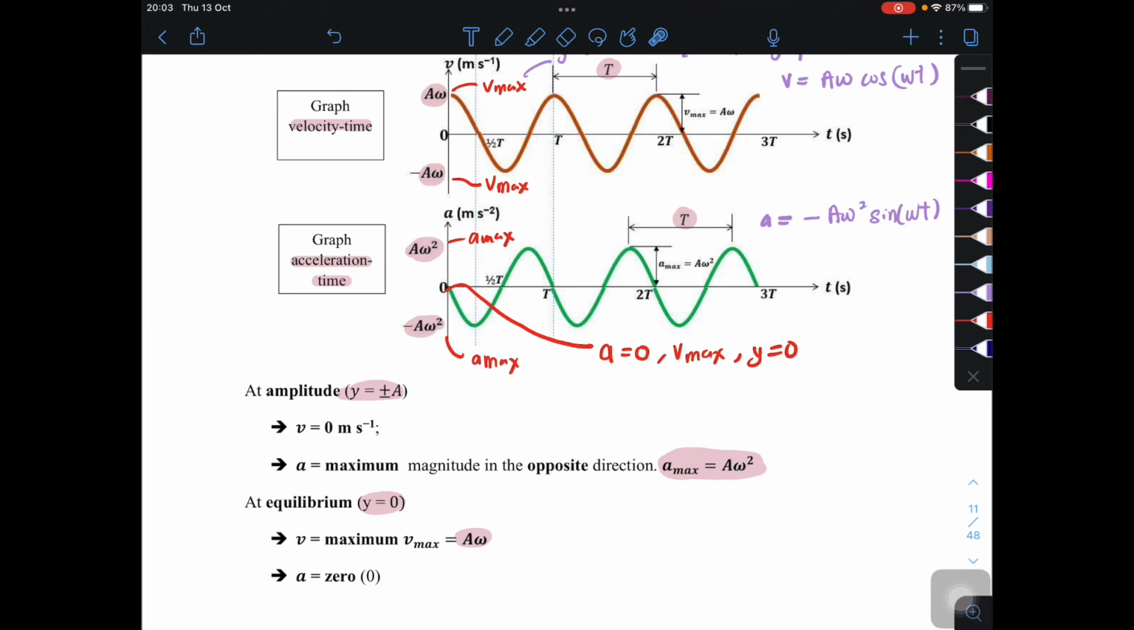So this one kamu kena ingat all of this information under certain condition. Actually, usually dia akan tanya dua condition sajalah. Satu at equilibrium, satu lagi when y is at maximum. This one, another keyword for it, at equilibrium ataupun at lowest point.